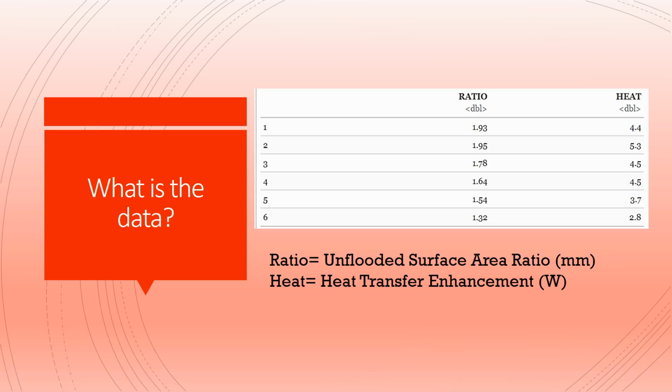The data was collected about fin tubes where the independent variable was the unflooded surface area ratio of the fin tube. The unflooded area is the area at the top of the fin tube where the condensation does not reach when the vapor goes into the tube. This is measured in millimeters, while the dependent variable, labeled here as heat, was the heat transfer enhancement. This was measured in watts because heat is a form of energy.